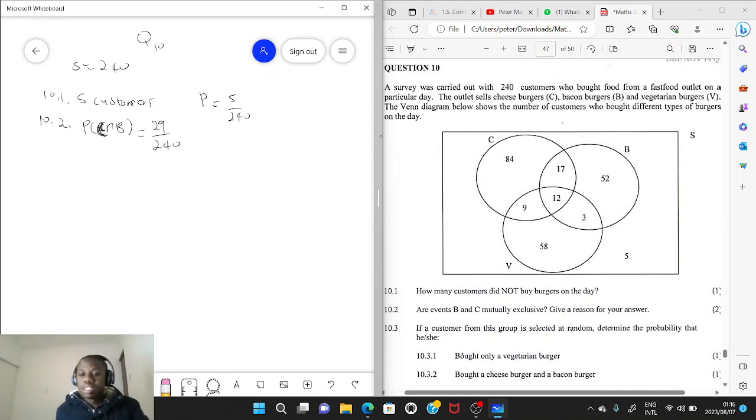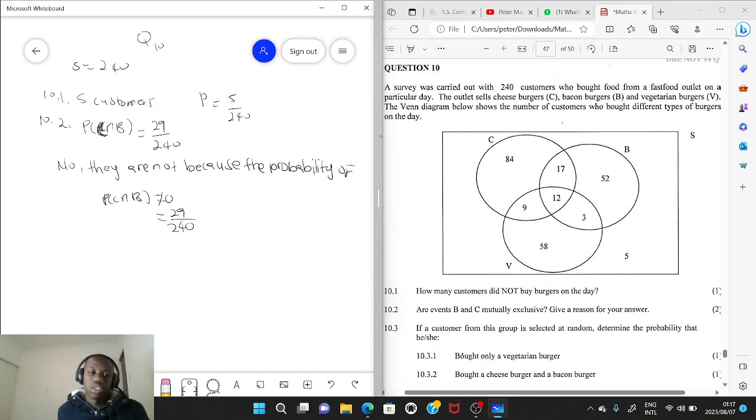Now, are events B and C mutually exclusive? We wouldn't say they're mutually exclusive. Why? Because the probability of C and B is not equivalent to zero. So you will say no, they are not, because the probability of C and B is not equivalent to zero. In fact, it's equivalent to 29 over 240. Now let's head to 10.3. Let's go to 10.3.